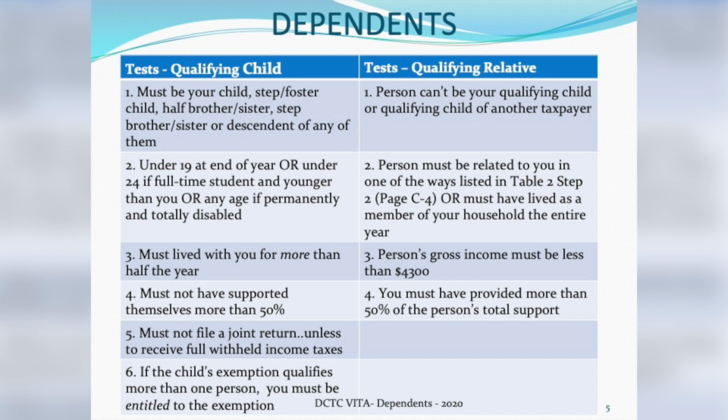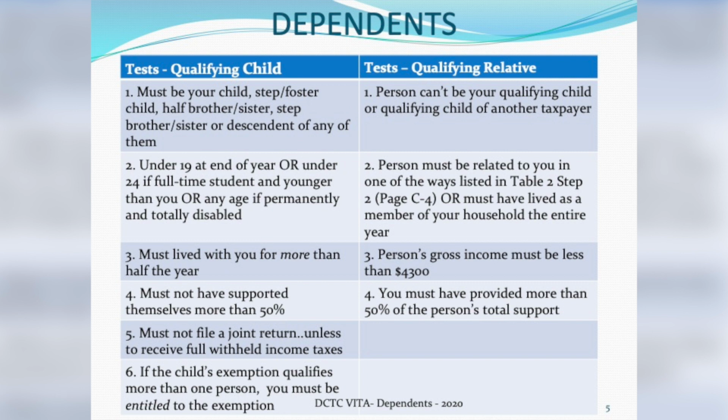Test for the qualifying child. Number one, must be your child, your stepchild or your foster child, your half-brother or half-sister, your stepbrother or your stepsister, or a descendant of any of them. Number two, the child must be under age 19 at the end of the year, or under age 24 if a full-time student, and younger than you, or any age if permanently and totally disabled.